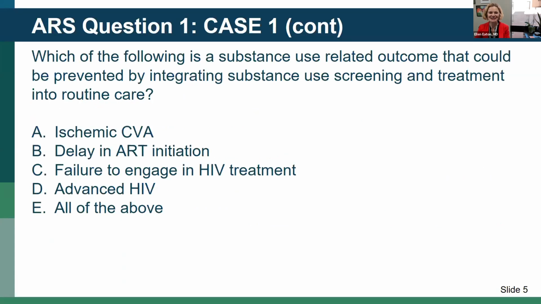So in hearing this case, which of the following is a substance use related outcome that could have been prevented by integrating substance use screening and treatment into the routine care for this patient? A, ischemic stroke. B, a delay in ART initiation. C, failure to engage in treatment. D, advanced HIV. Or E, all of the above. Which of the following could have been prevented by substance use screening? And whenever you're ready, post our results.